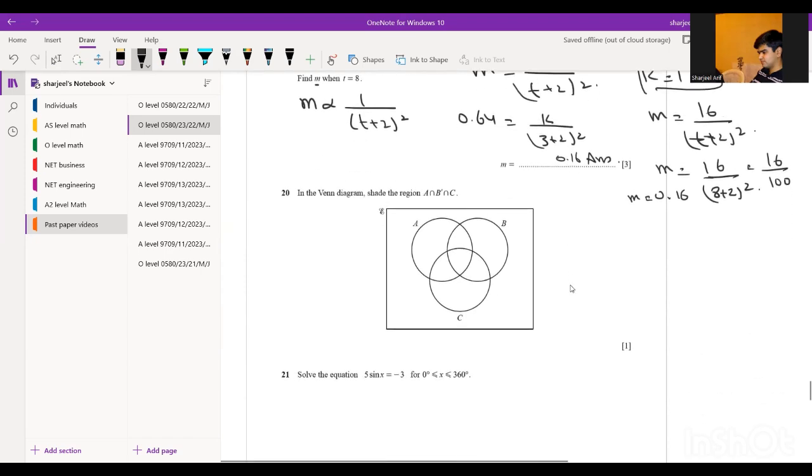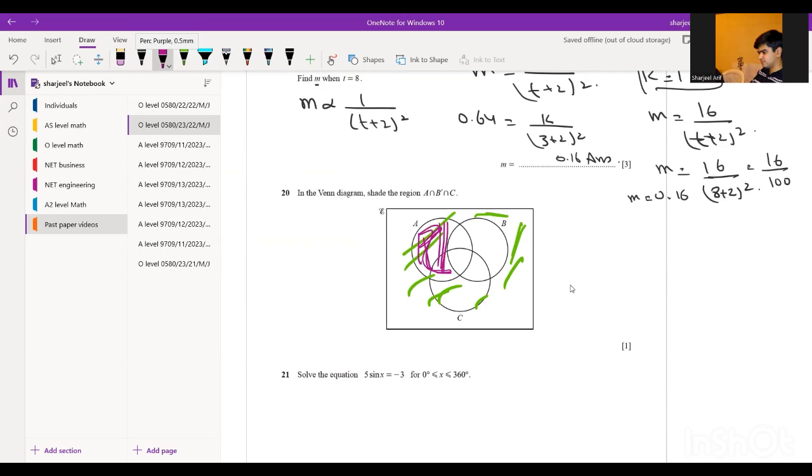For question number 20, we have a Venn diagram. We have to find the region A intersection B complement intersection C. So B complement will be the region outside B. If I represent it by green, this part is with the green color. Then we have to intersect it with A. So this will be the region.